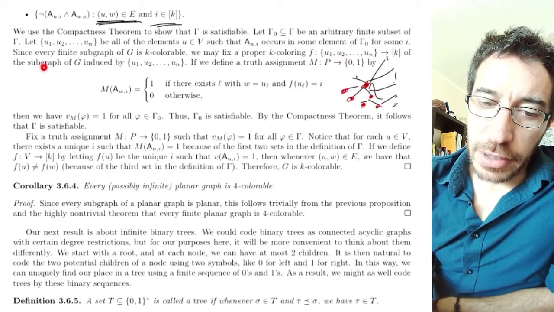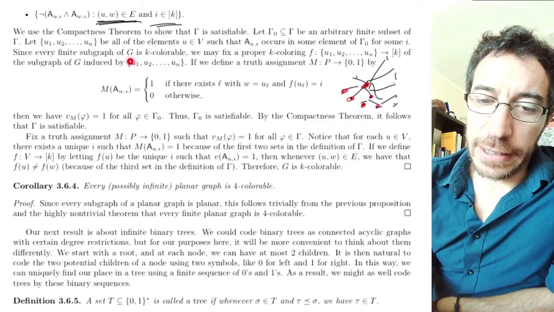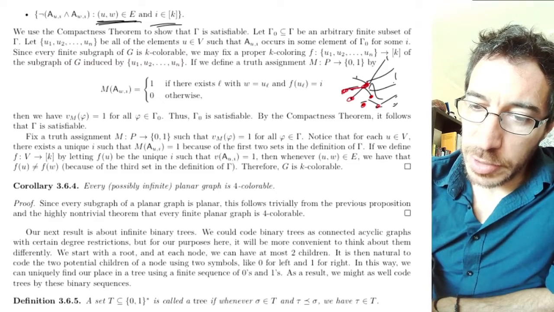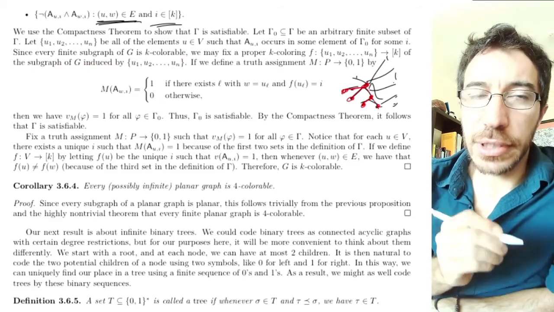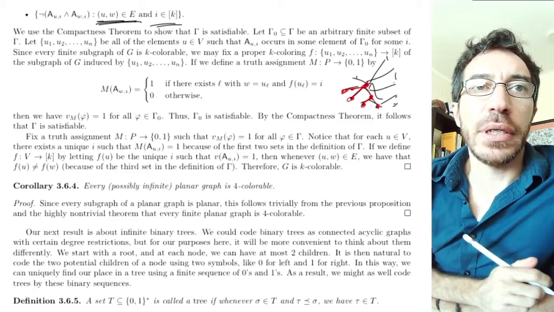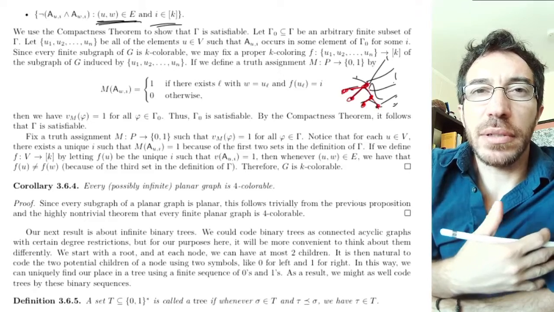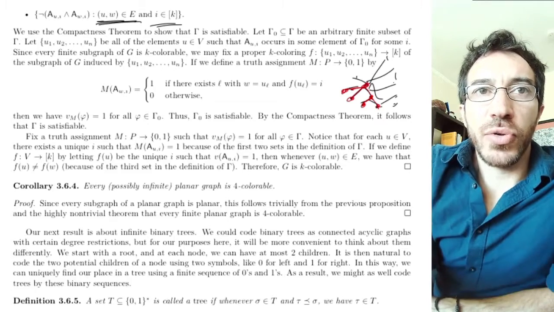Of the graph, of the subgraph induced by these vertices. So essentially we only consider the edges between these vertices, and we consider that subgraph. And now we want to show Gamma 0 is satisfiable, so that means we need to give a truth assignment. So what is the truth assignment?